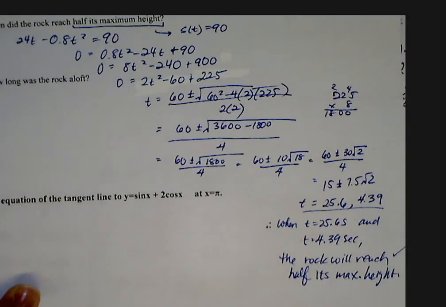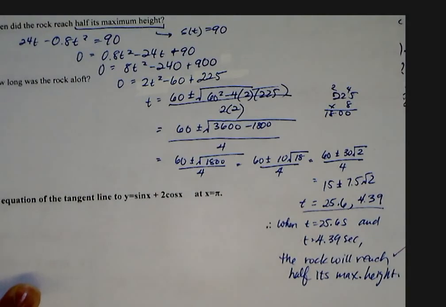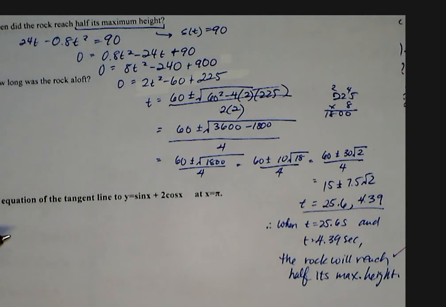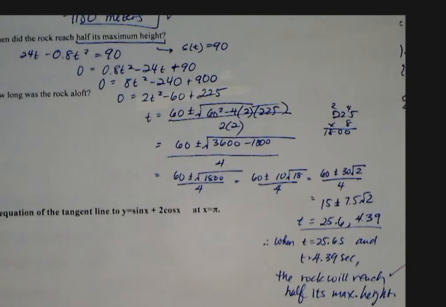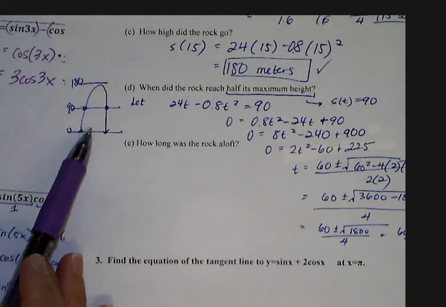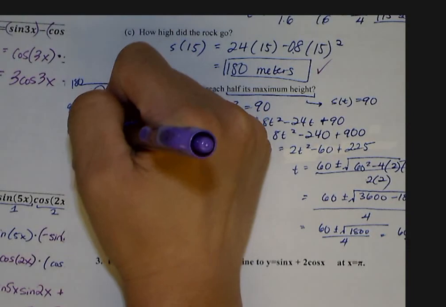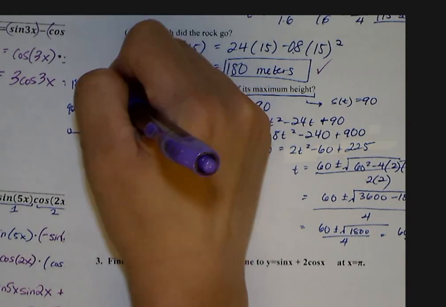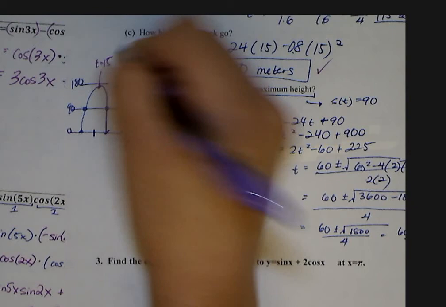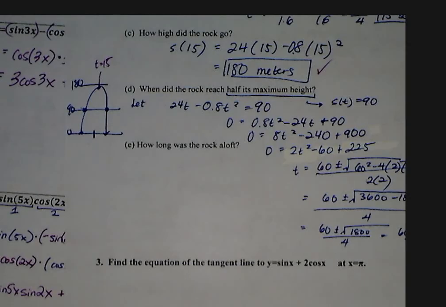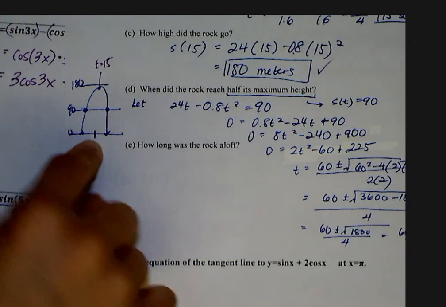Okay, how long was the rock aloft? What does that mean? Aloft? In the air. How long was the rock in the air? In this, right here, the picture is useful. It's in the air this whole time. Well, we know that when it reached its maximum height, it was t equals 15. So if gravity works the same way on the moon as it does on Earth, you're right, it would be 30, because it took 15 seconds to go up, it should take 15 seconds to go down.